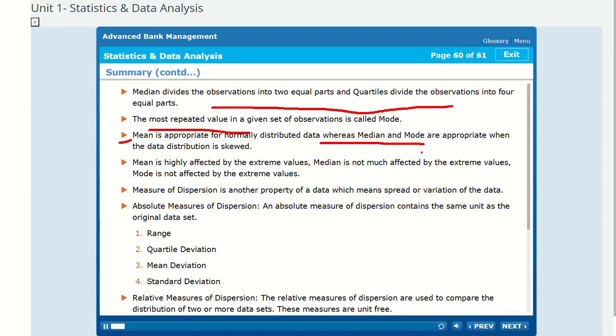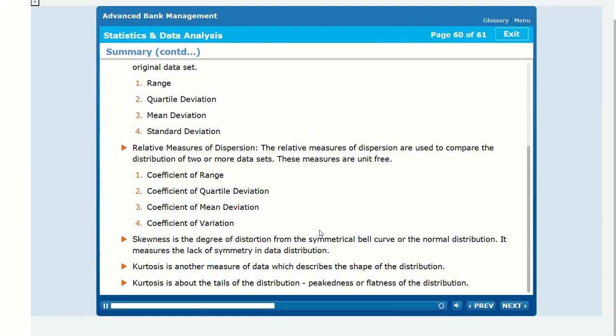Measure of dispersion is another property of data, which means spread or variation of the data. Absolute measures of dispersion contain the same unit as the original data set: 1. Range. 2. Quartile deviation. 3. Mean deviation. 4. Standard deviation. Relative measures of dispersion are used to compare the distribution of two or more data sets. These measures are unit-free.